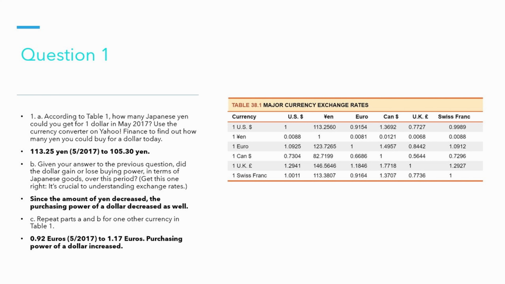So I took the euro currency. In May 2017, a dollar was worth about 0.92 euros, and that increased to 1.17 euros today, meaning that the purchasing power of a dollar increased as well.